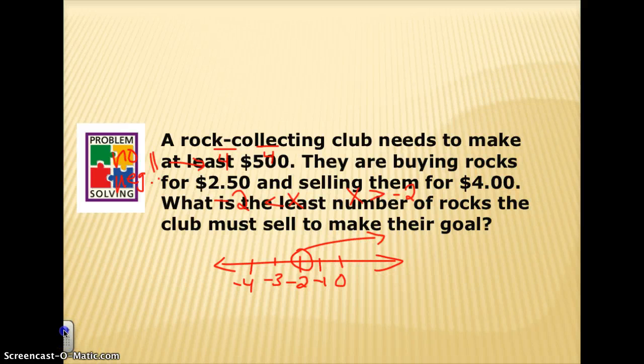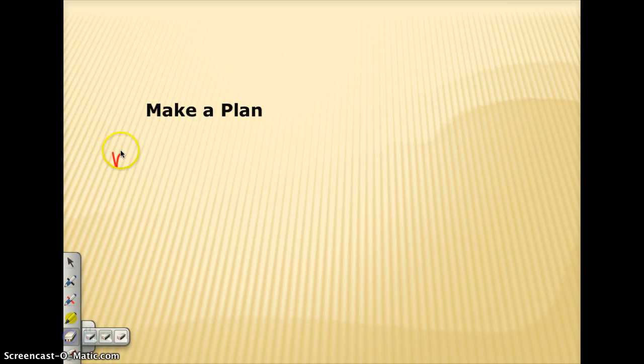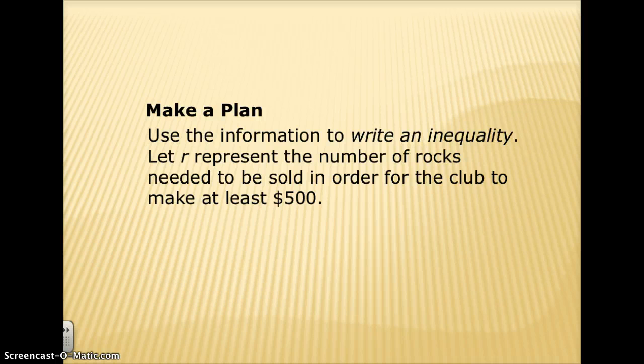Let's take a look at a word problem. A rock collecting club needs to make at least $500. They're buying rocks for $2.50 and selling them for $4. What is the least number of rocks the club must sell to make their goal? Well, let's think about what we know so far. Make a plan with what we're going to do with this information. Use the information to write an inequality. That's what needs to get done.